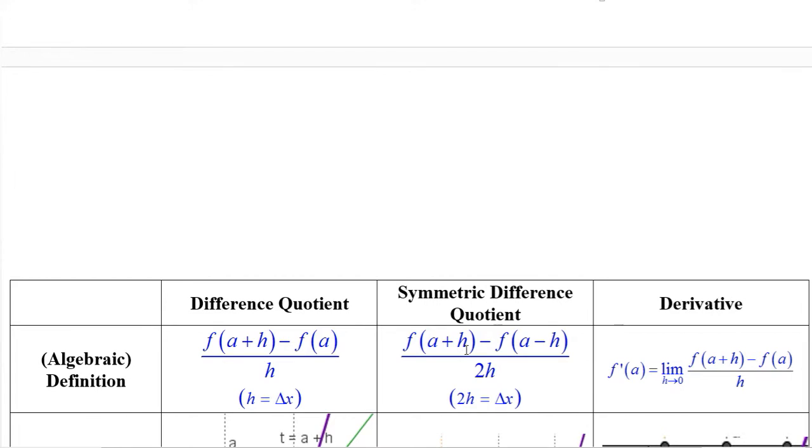Now, the symmetric difference quotient is similar. It's f of a plus h, but then it's minus f of a minus h, and it's divided by 2h. And we'll see in a minute that 2h is our delta x from our table or our graph. Now the derivative is just the difference quotient with the limit as h goes to 0: the limit as h goes to 0 of f of a plus h minus f of a over h. It is true that if this derivative exists, then the limit as h goes to 0 of the symmetric difference quotient is the same thing, but the derivative is defined in terms of the difference quotient, in part because if f of a does not exist, we do not want the derivative to exist.